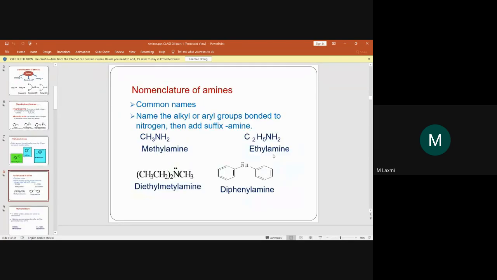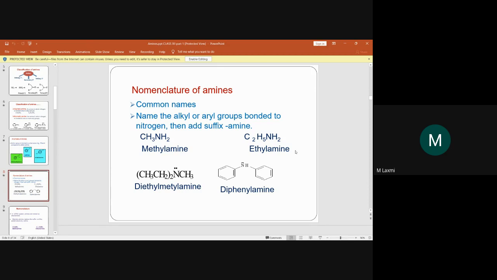Next, moving to the nomenclature. They have a common name as well as the IUPAC name. Common name is alkyl amine, for example, methyl amine, ethyl amine, propyl amine, butyl amine, pentyl amine, hexyl amine. That's all. So common name is alkyl amine. What is the IUPAC name?